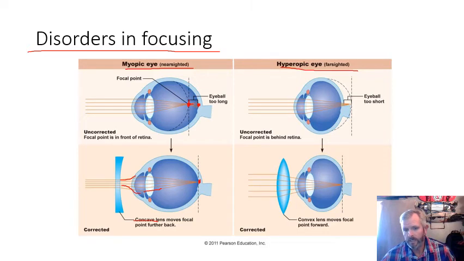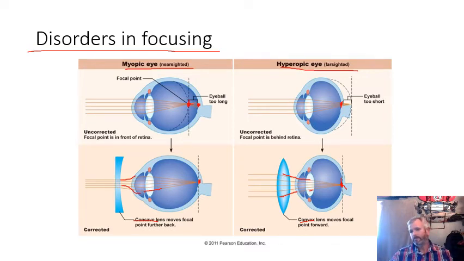So what do I need? I need a convex lens that starts the bending of the light before it even hits the lens, and now I can move that focal point up to where it needs to be. Right? So that is what you're doing with your glasses. Most of us have bad vision. Usually it's nearsighted.